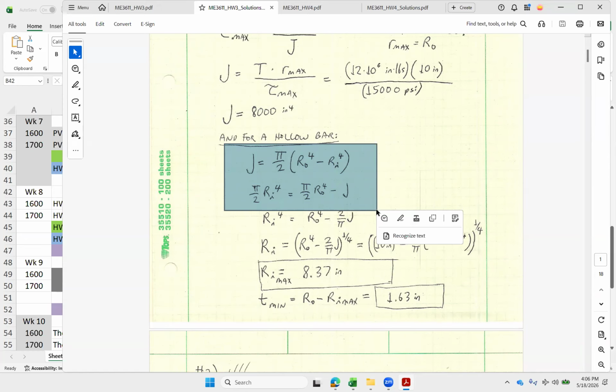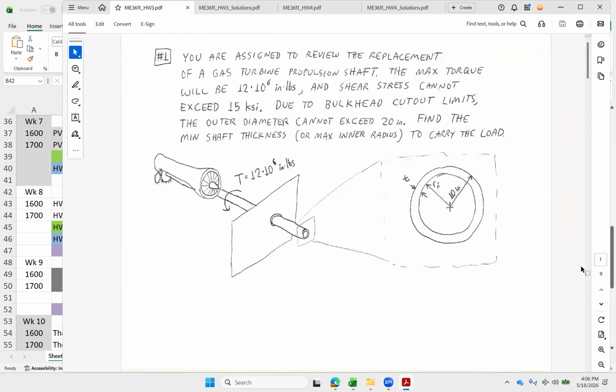So that was basic circular torsion theory, and what we worked toward in this one was getting a J value that would keep our stress at that lower level, the 15,000 PSI. Then once we have the J value, if the outer radius is fixed, we just work on finding that inner radius. Any questions about that? All right, let's jump over to the next one.